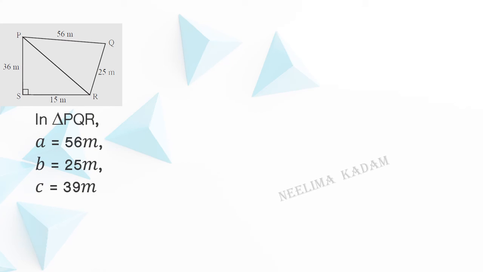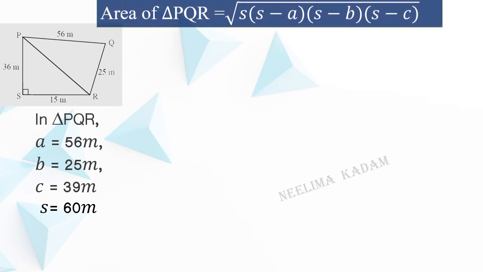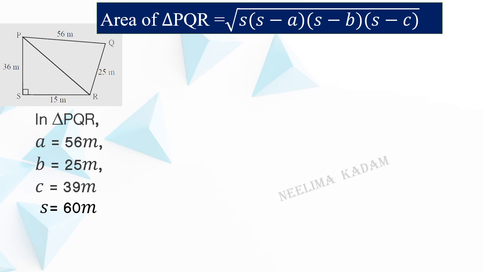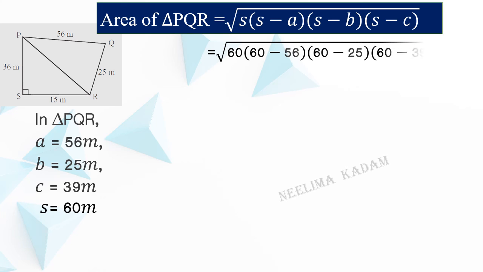Now A, B, C is there. S we have calculated, 60 meter. Using Heron's formula, area of triangle PQR equal to square root of S into S minus A into S minus B into S minus C. Now S is 60. Putting the values, it will be equal to 60 into 60 minus 56, 60 minus 25, into 60 minus 39. Now 60 minus 56 is 4. So it will be equal to 60 into 4 into 35 into 21.